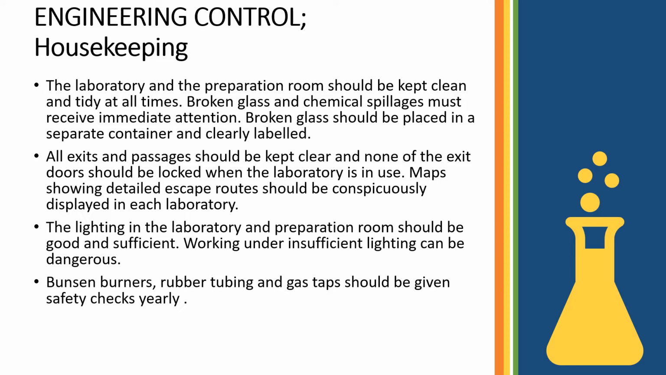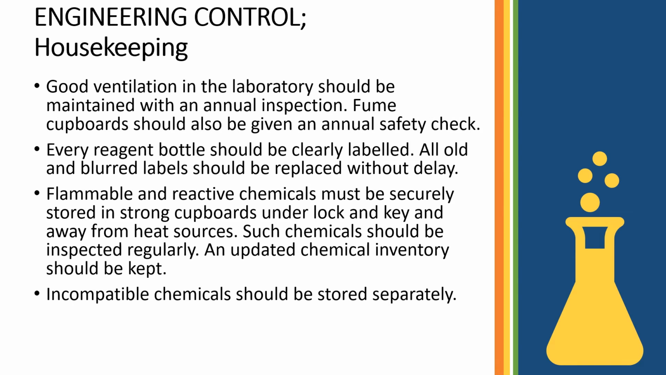The lighting in the laboratory and preparation room should be good and sufficient. Working under insufficient lighting can be dangerous. Bunsen burners, rubber tubing, and gas taps should be given safety checks yearly. Engineering control, housekeeping. Good ventilation in the laboratory should be maintained with an annual inspection. Fume cupboards should also be given an annual safety check.